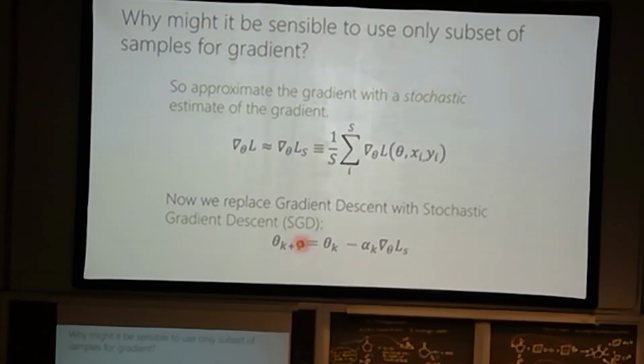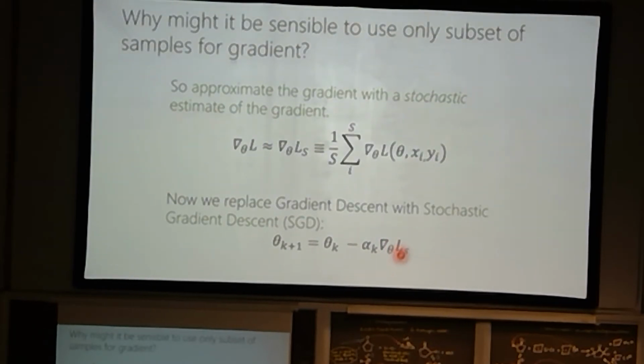And so it's going to look the same, right? I'm just going to move in parameter space, but now I'm going to take the gradient with respect to a subset of samples S. And this could be much, much faster computationally. If I compute it with only 10 samples instead of 10 million, this is faster. But do we shoot ourselves in the foot at all?